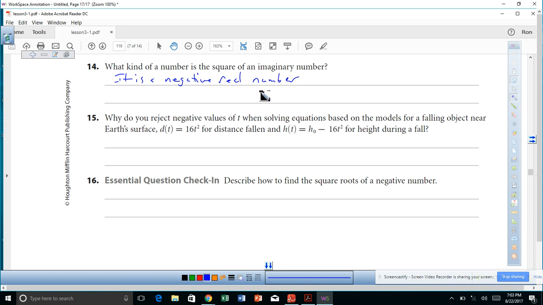All right. Why do you reject negative values of t when solving equations based on the models for a falling object near the Earth's surface? d of t equals 16t squared for the distance fallen, and h of t equals h sub 0 minus 16t squared for height during a fall. A negative value of t represents time before the fall.